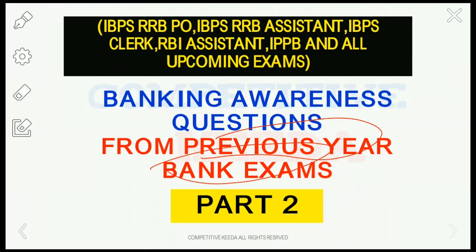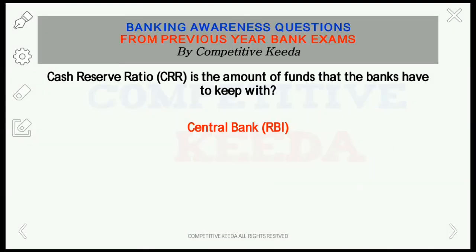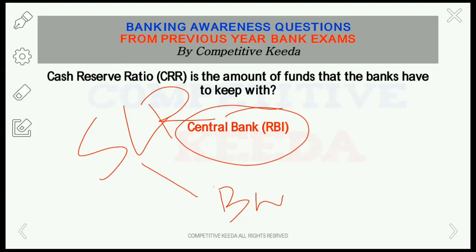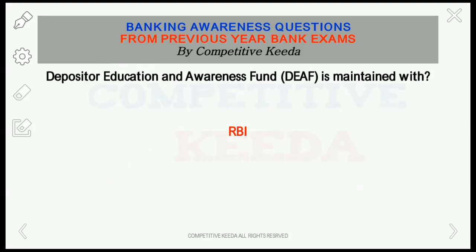So without any delay, let's start. Cash Reserve Ratio, CRR, is the amount of funds that banks have to keep with the RBI. And remember friends, SLR, that is Statutory Liquidity Ratio, banks have to keep with themselves, and CRR, the Cash Reserve Ratio, banks have to keep with RBI. Current CRR is 4% and current SLR is 20.75%. This is an important question. This has appeared many times in many exams.